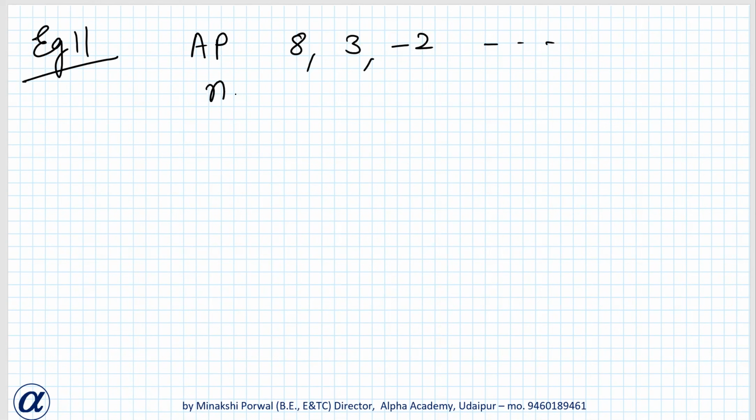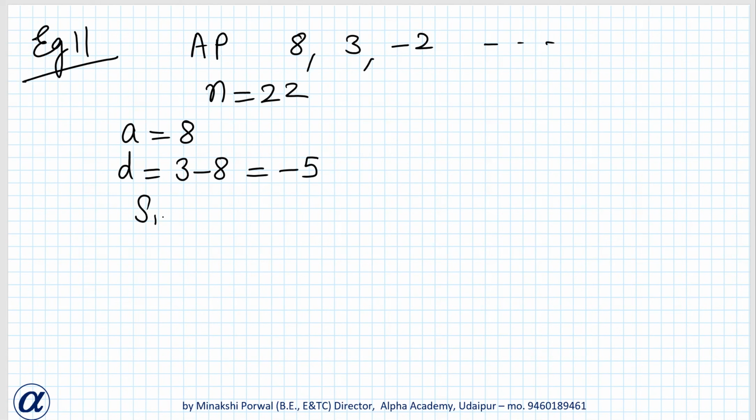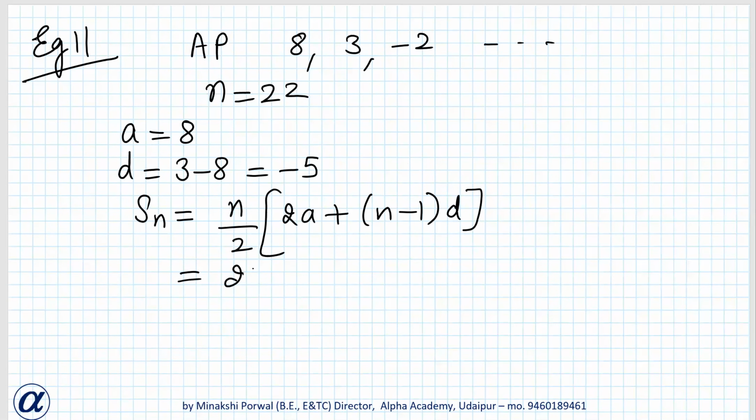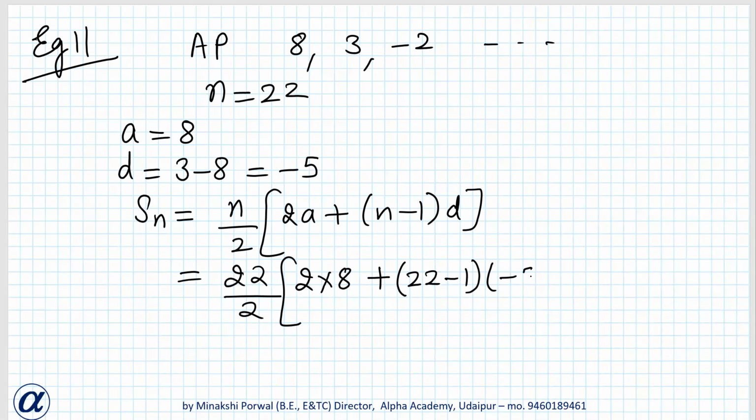So now example 11. Find the sum of first 22 terms of an AP. AP is given 8, 3, minus 2. We have to find sum of 22 terms. So n is 22. A is 8. D is second term minus first term, that is equal to minus 5. Putting the formula Sn equals n by 2, 2a plus n minus 1 d. N by 2 means 22 upon 2. 2 into a is 8, plus n minus 1, that means n is 22 minus 1, into d is minus 5.